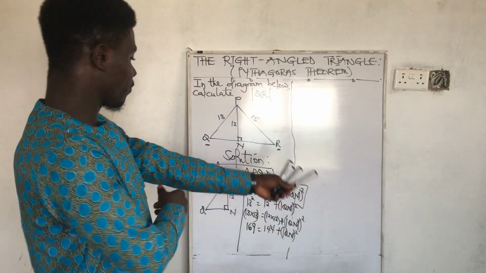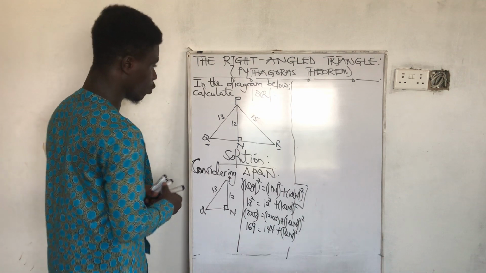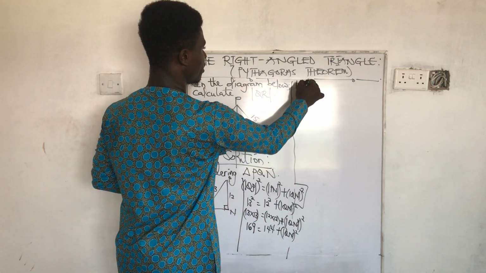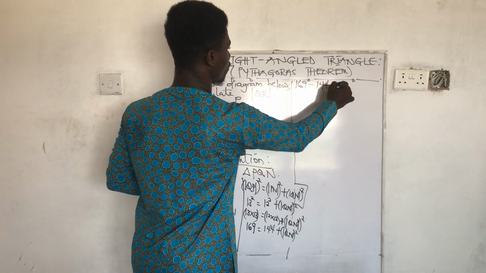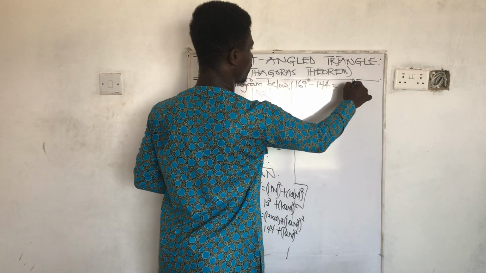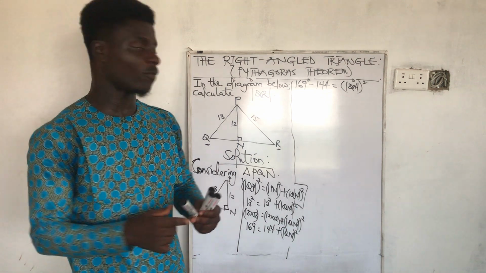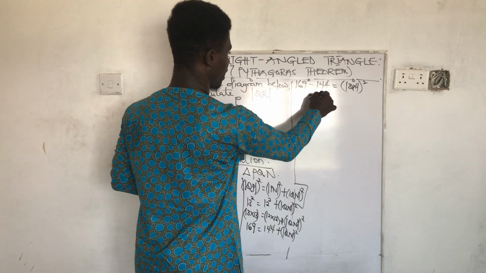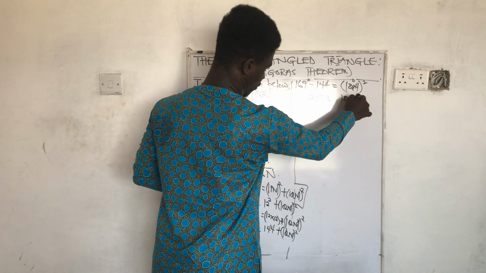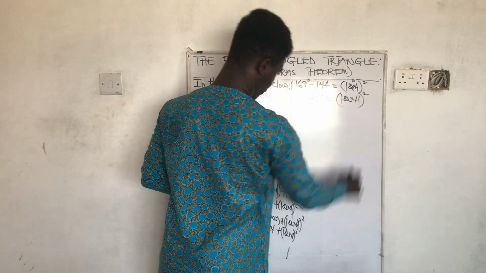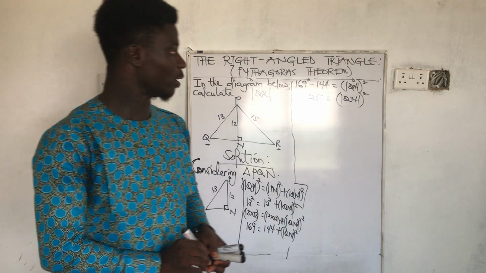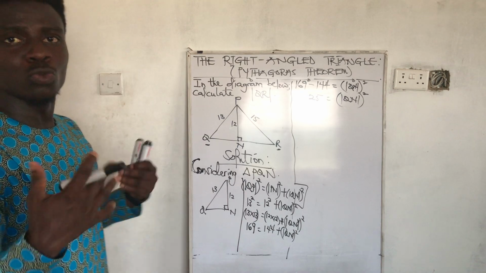Right. Okay, so we'll group like terms. So I have 169 minus 144 equals what? The length of QN all what? Squared. So 169 minus 144 gives what? 25 equals what? The length of QN all what? Squared. So now, what do we do?